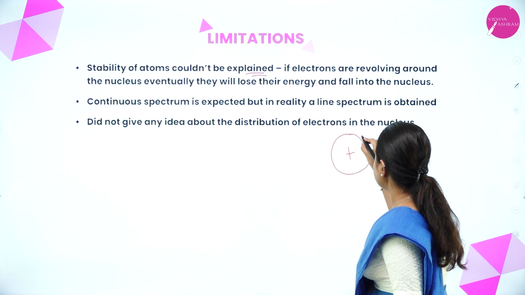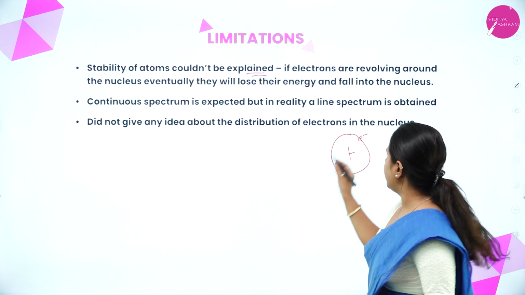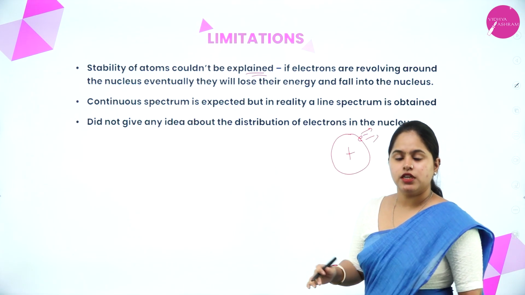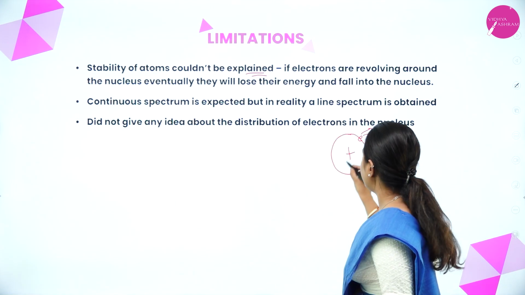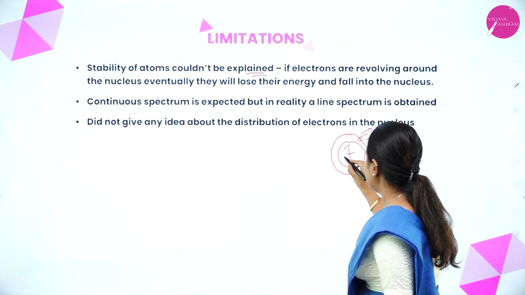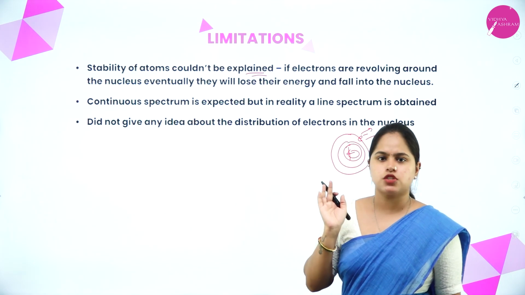So these electrons are negatively charged particles. They are accelerating, right? So they will emit radiations. When they are emitting radiations, it means they will lose their energy. So what happens? They lose energy and eventually they have to fall inside your nucleus. But this is not happening.